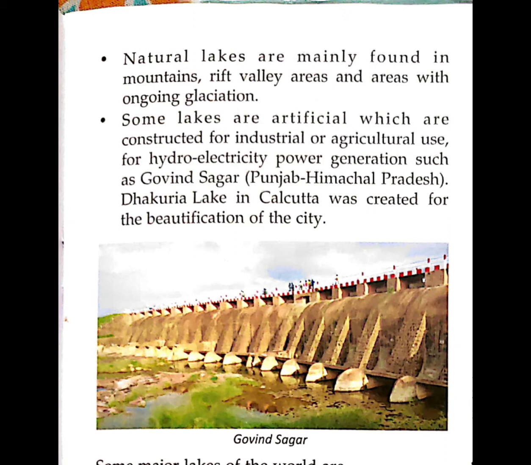Some lakes are artificial, which are constructed for industrial and agricultural use, for hydroelectric power generation, such as Govind Sagar in Himachal Pradesh and Punjab. Govind Sagar Lake is an example of an artificial lake. Dhakuria Lake in Calcutta was created for the beautification of the city. Dhakuria Lake is also an artificial lake.